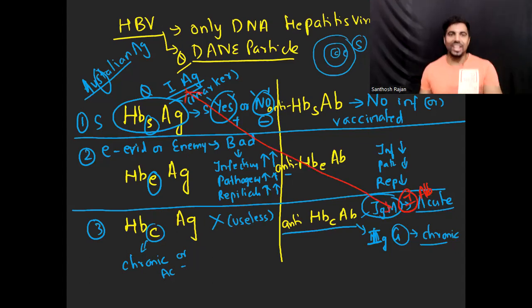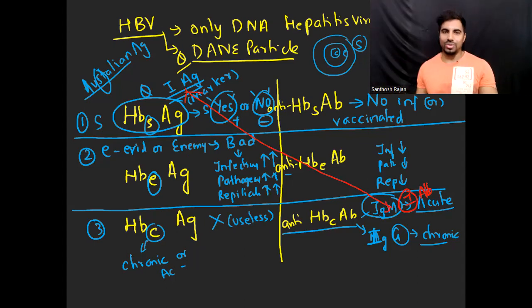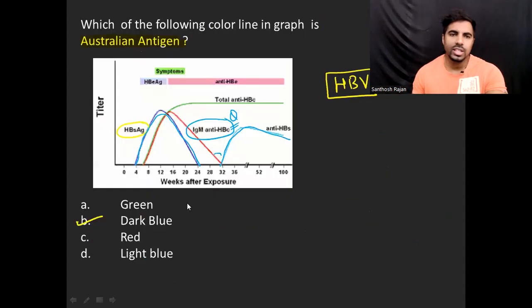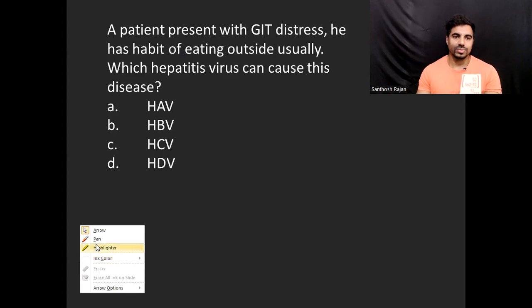So, for a marker, either you do HBs antigen only first, but after some time you can go for IgM also. After that particular week, if you remember in this graph, after 24 weeks, it rises early itself, it's rising here itself in red color, but in case, you can do it. Okay, that's it. Now, next question.